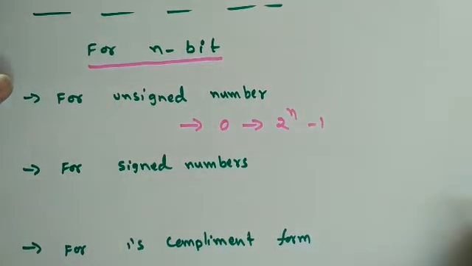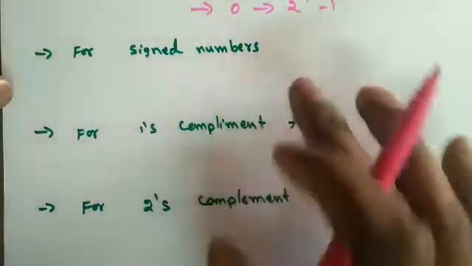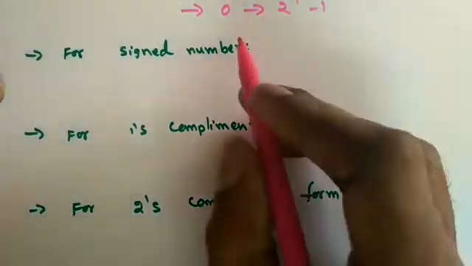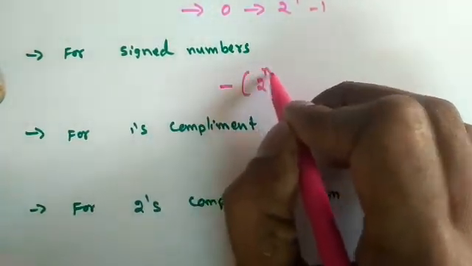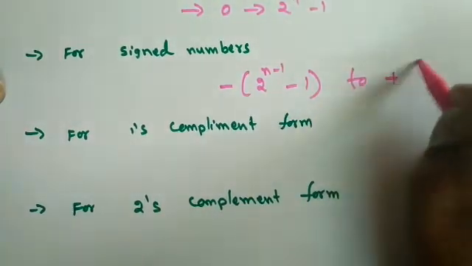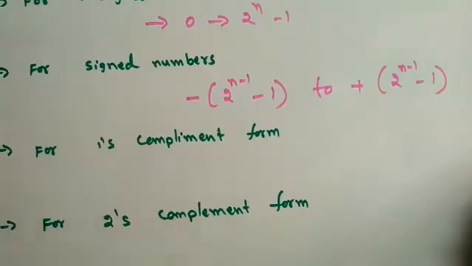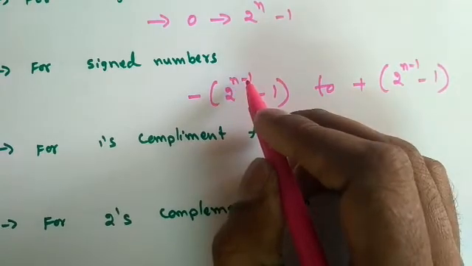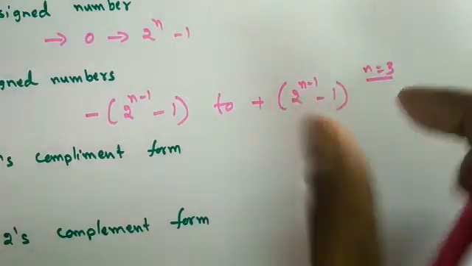R is the base. Now, if it is a signed number, we have three forms: signed magnitude form, 1's complement form, and 2's complement form. If it is signed magnitude form, the range will be from minus (2 power n minus 1, minus 1) to plus (2 power n minus 1, minus 1), right? So I'll take an example. Suppose n is equal to 3, so total bits is 3.